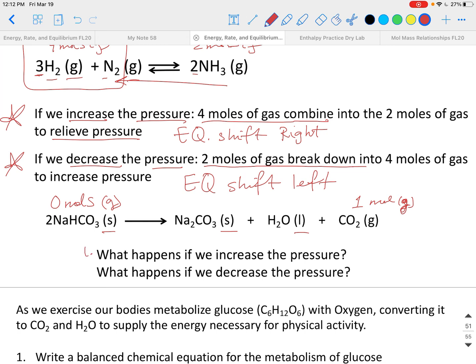Now what happens? First question, what happens if we increase the pressure? We want to shift to the side with fewer moles of gas. So now equilibrium will shift left because the reactant side has fewer moles of gas. What happens if we decrease pressure? Equilibrium will shift to the side with more moles of gas. That's the product side, so it's going to shift right to the product side this time.